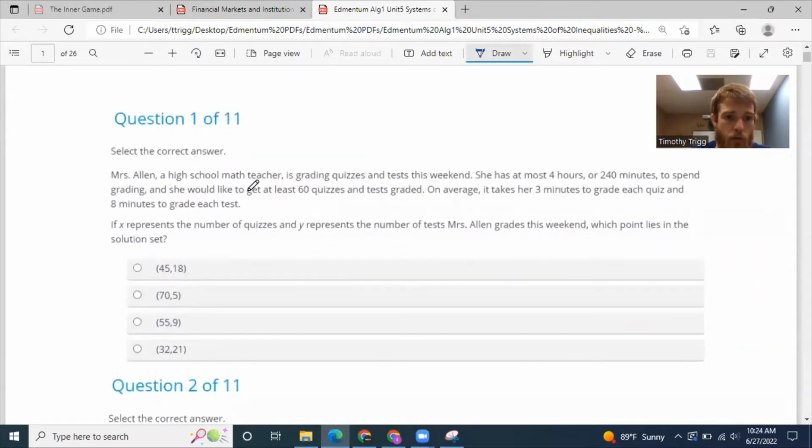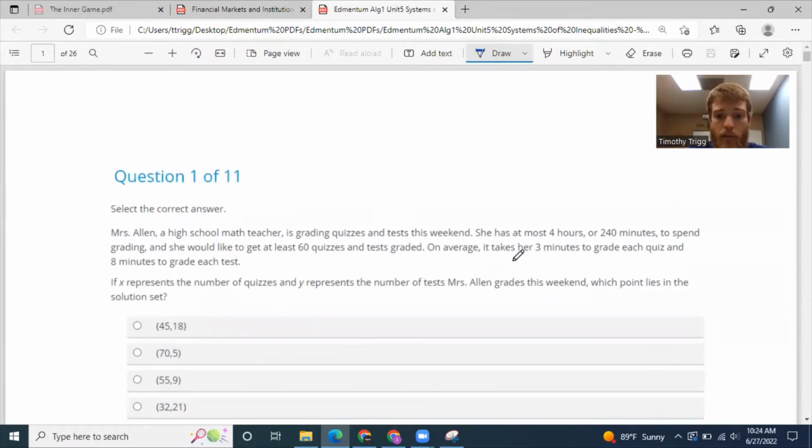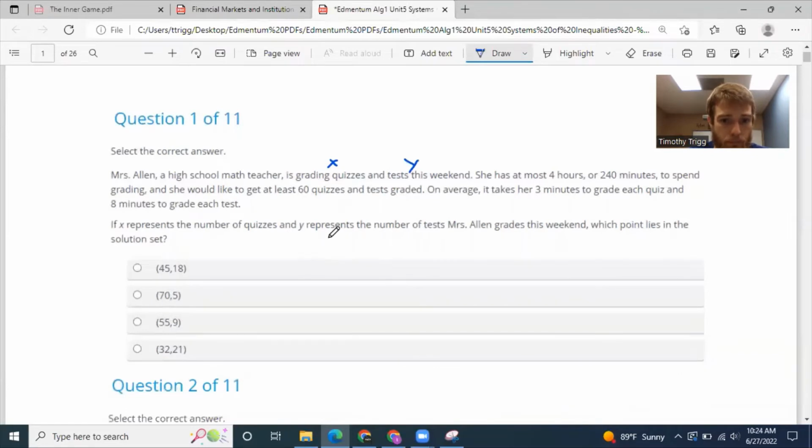Mrs. Allen, a high school math teacher, is grading quizzes and tests this weekend. She has at most 4 hours, or in other words, 240 minutes to spend grading. She would like to have at least 60 quizzes and tests graded. Okay. On average, it takes her 3 minutes to grade each quiz and 8 minutes to grade each test. So quizzes we're going to call X, and tests we're going to call Y. So X is the number of quizzes, Y is the number of tests.